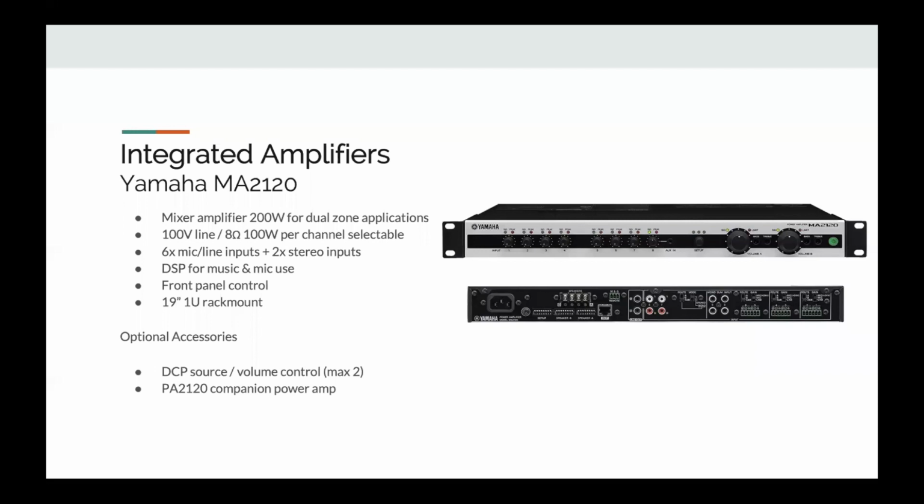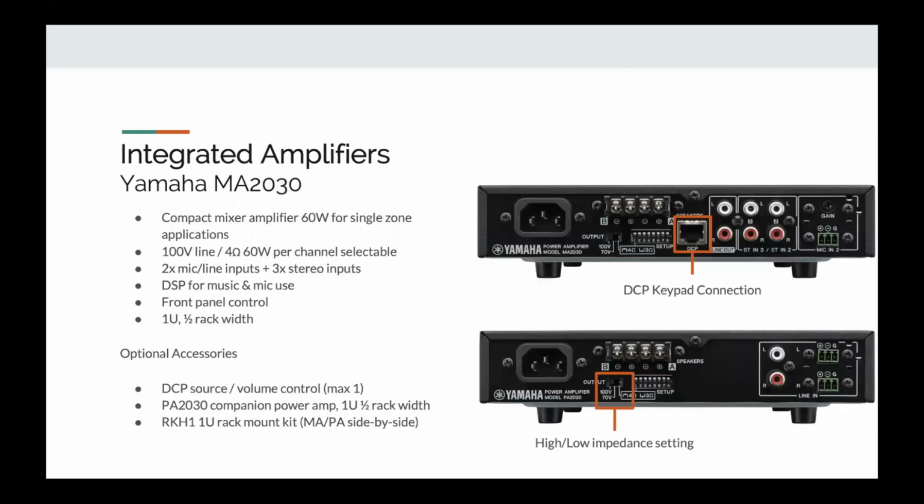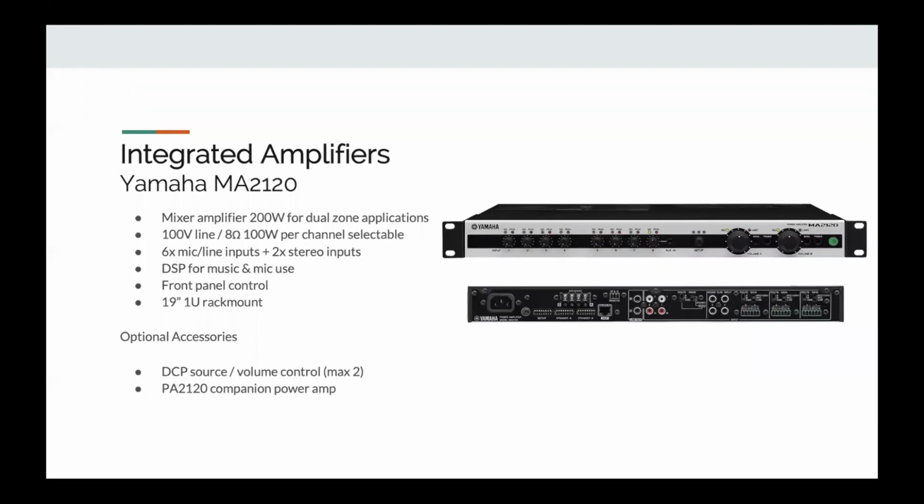So you've got variable input levels for all of those inputs, which you might want to label, and then you've got 2 sets of volume outputs. What I didn't mention with the MA2030 is that you can use a DCP panel. On the 2030, you can only use 1 DCP panel, and on the 2120, you can use up to 2. I'll explain what a DCP panel is shortly, but basically that's an input and volume adjustment device.